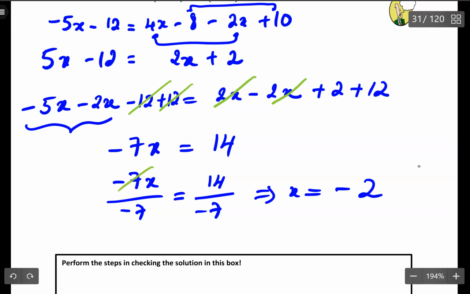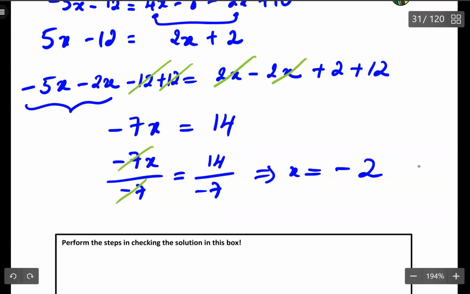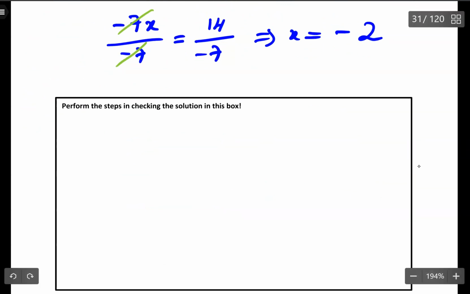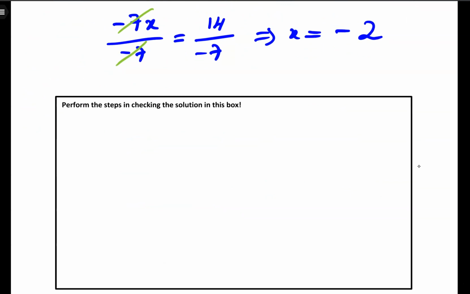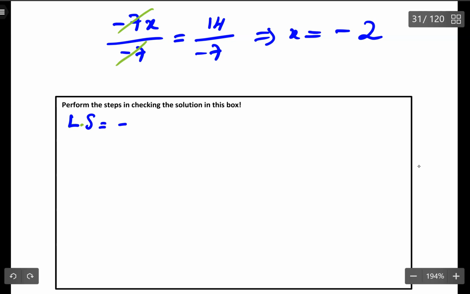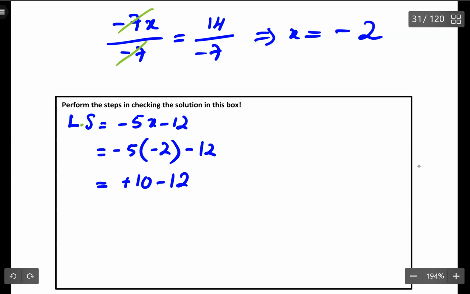After lots and lots of practice, I hope everyone can be that fast. So I can write the left-hand side and the right-hand side, and I am going to check this. Negative 5x subtract 12, again negative 5 times negative 2, this should give me positive 10 minus 12, so the left-hand side is equal to negative 2. Leave it there for now.